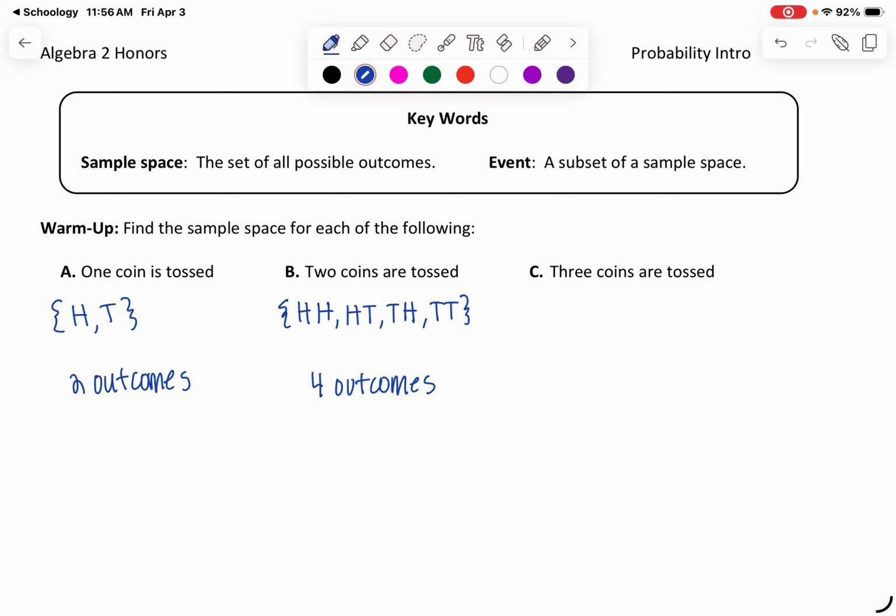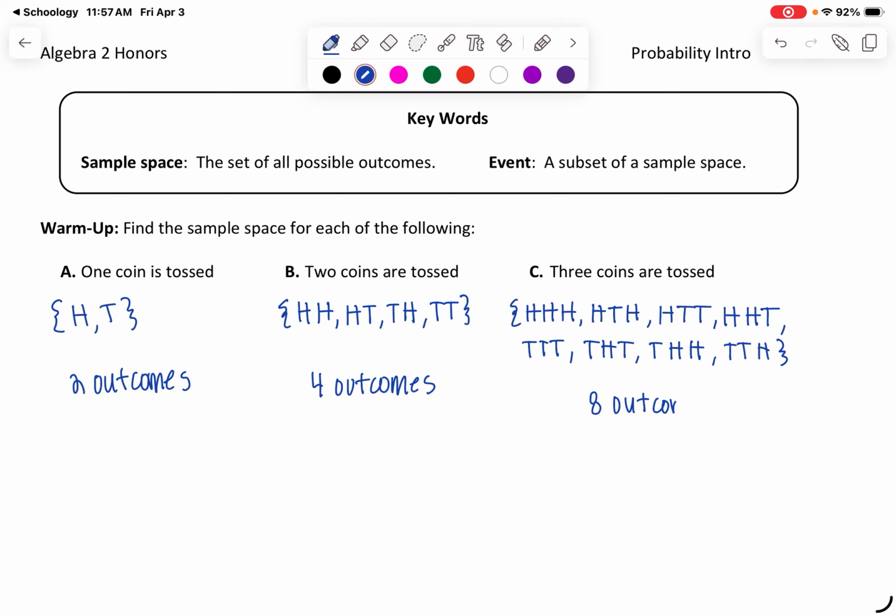Three coins, you can get heads, heads, heads; heads, tails, heads; heads, tails, tails; or heads, heads, tails. That's all starting with heads first, which is why I said or. Now, for the first one being tails, you can do tails, tails, tails; tails, heads, tails; tails, heads, heads; or tails, tails, heads. So there are 8 different outcomes there. Okay, and those are your sample spaces.